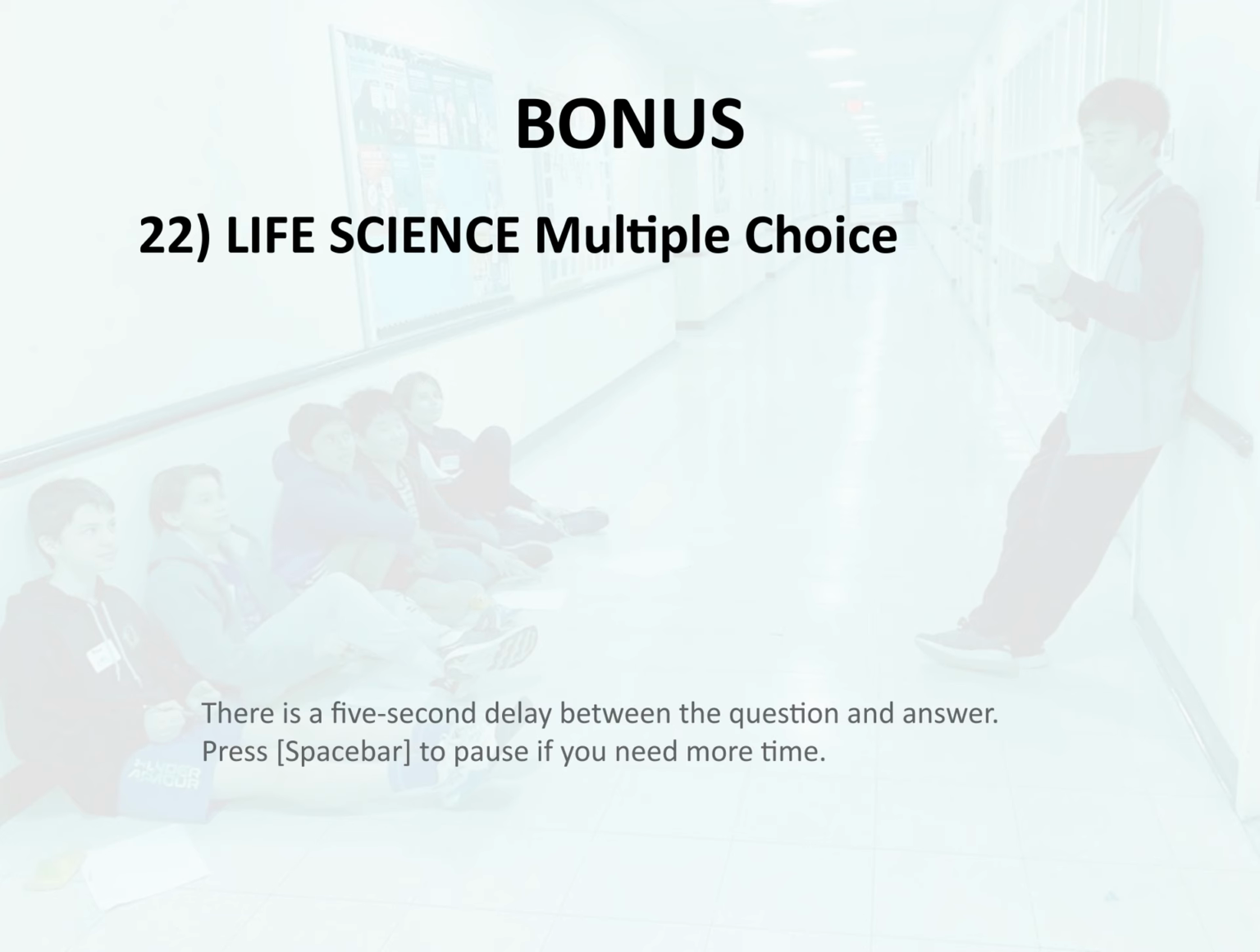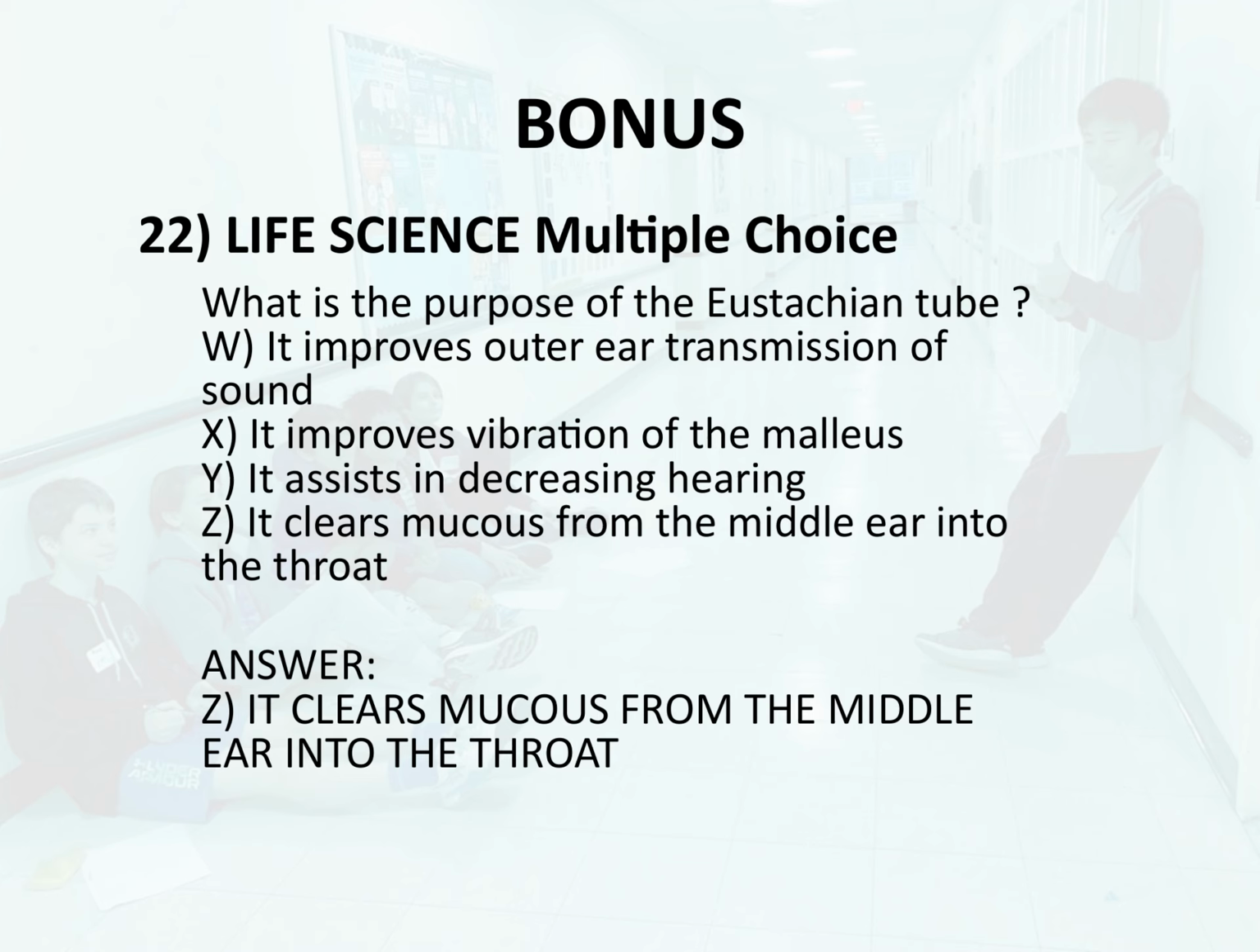Bonus 22. Life science. Multiple choice. What is the purpose of the eustachian tube? W. It improves outer ear transmission of sound. X. It improves vibration of the malleus. Y. It assists in decreasing hearing. Z. It clears mucus from the middle ear into the throat. Answer. Z. It clears mucus from the middle ear into the throat.